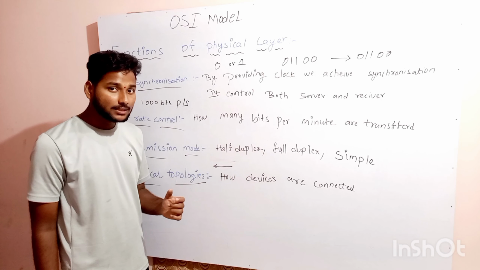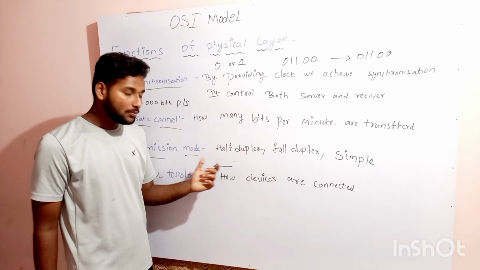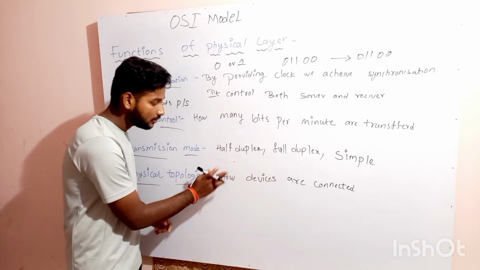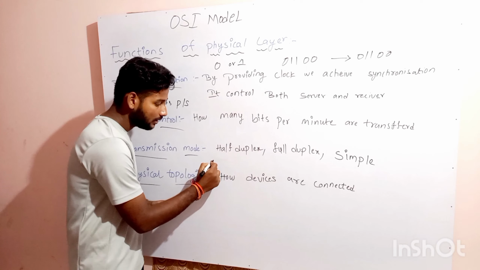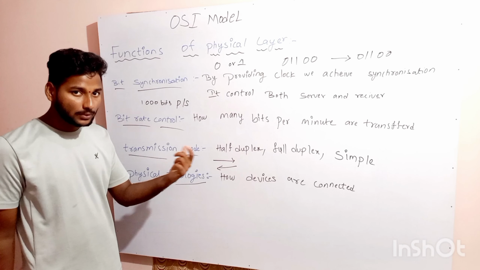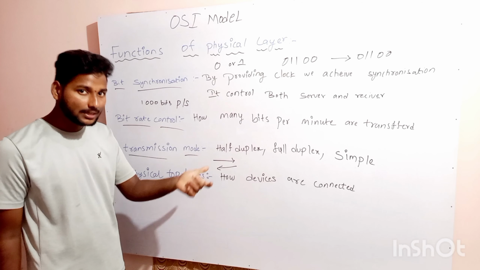In simplex, it is only one way. In half duplex, it is one way at a time, this way and this way. In full duplex, it is two-way at the same time, both send the data.